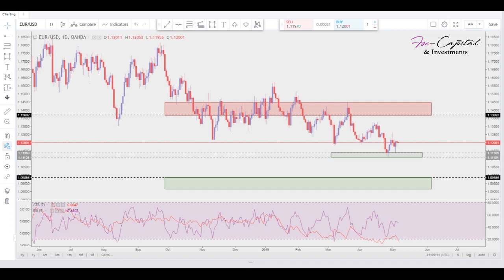This week I have Euro dollar, dollar yen, New Zealand dollar and Euro New Zealand on my radar. Let's start off with Euro dollar and I'll show you exactly what I'm looking at.